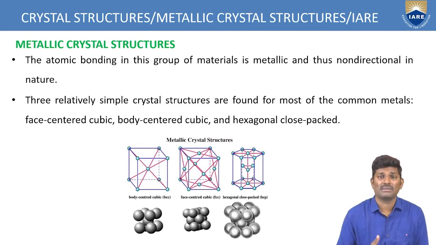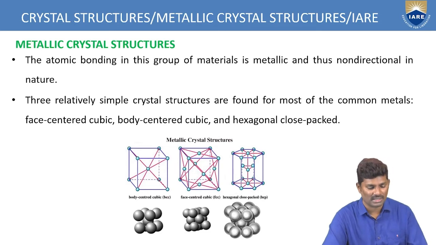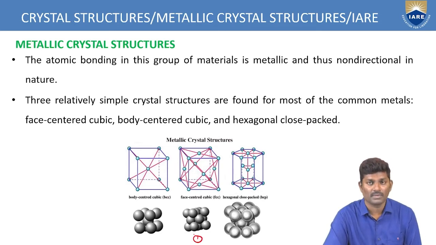And three relatively simple crystal structures are found in this category. The first one is the face-centered cubic structure. This is the face center. The second category is body-centered. And the third one is hexagonal close packed.